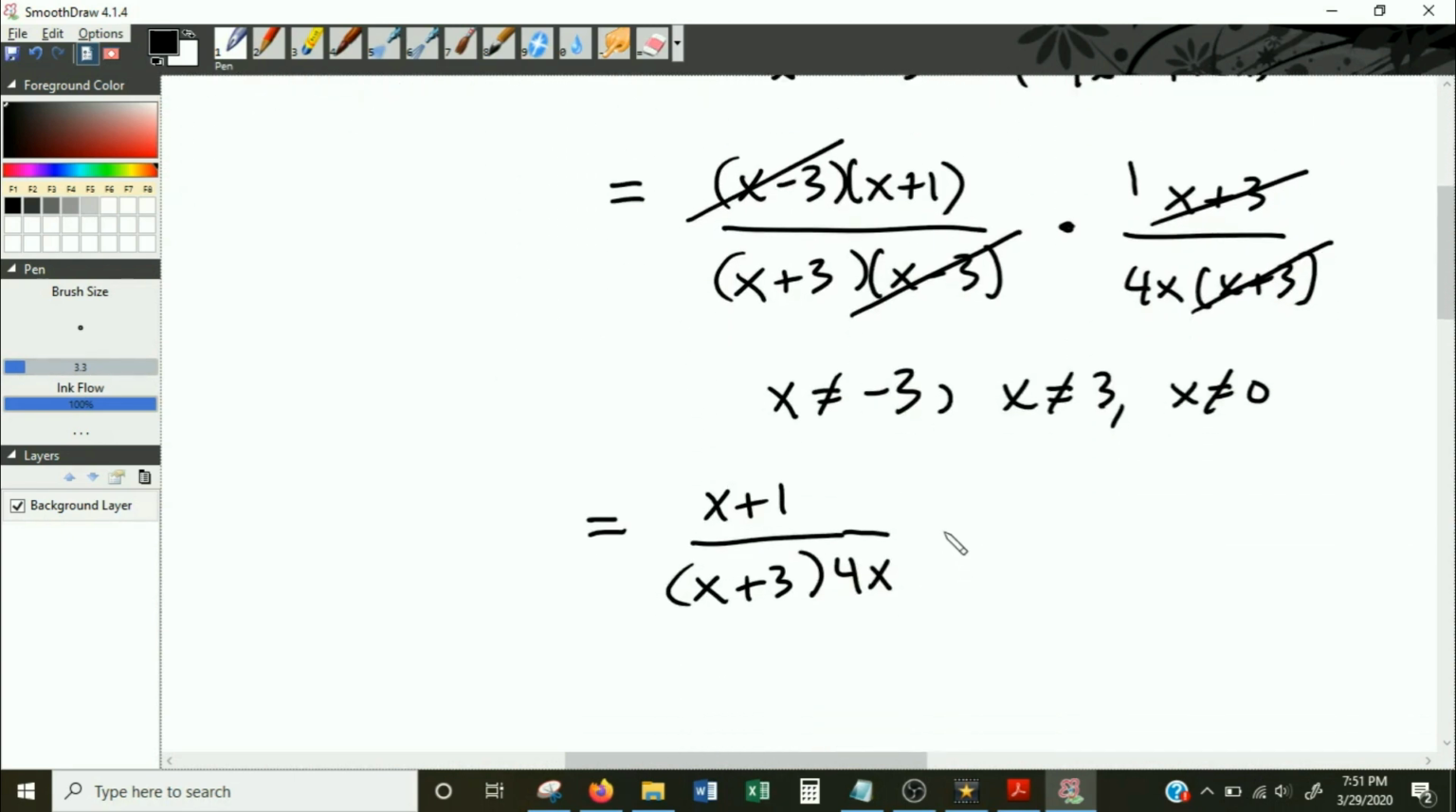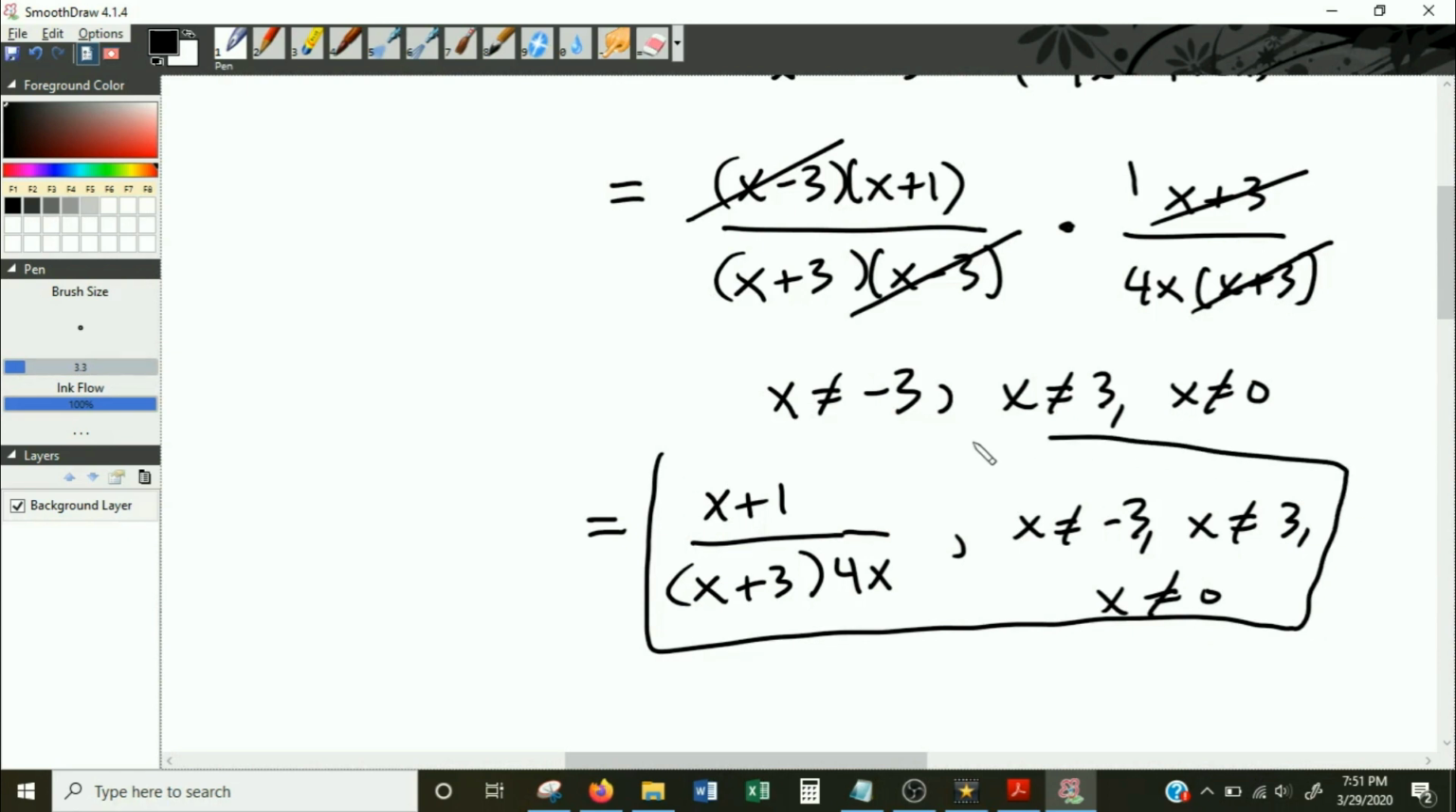Now the only thing that we need to add are these restrictions: x cannot be negative 3, x cannot be 3, and x cannot be 0. And that's how you solve this problem.